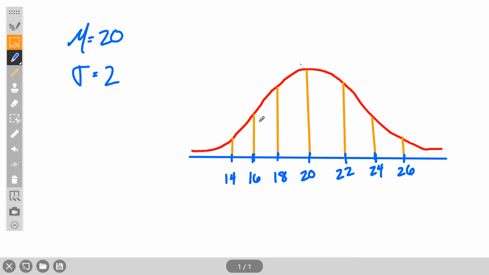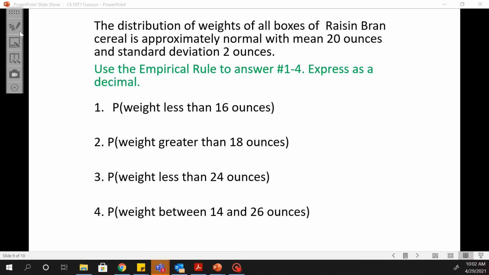Okay, now we know that 34% is in here and here. 13.5% is here and here. 2.35% is here and here. And 0.15% is in here, and 0.15% is in here. Okay, so with this information we can answer any of these questions.